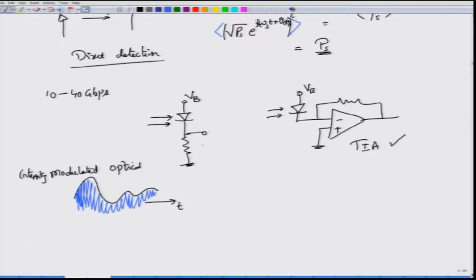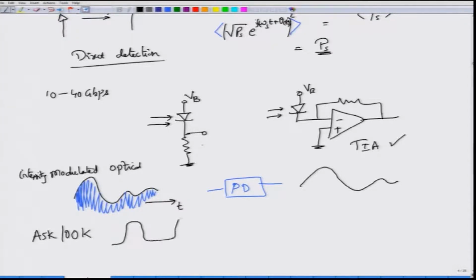So this is the modulated waveform, a slowly varying envelope. If you put this one through the direct detection photo receiver or a photo detector, what you will see is a photo current which will essentially vary in the same manner as the input. If I am using amplitude shift keying, or equivalently on-off keying, my optical waveform could look like this, right.